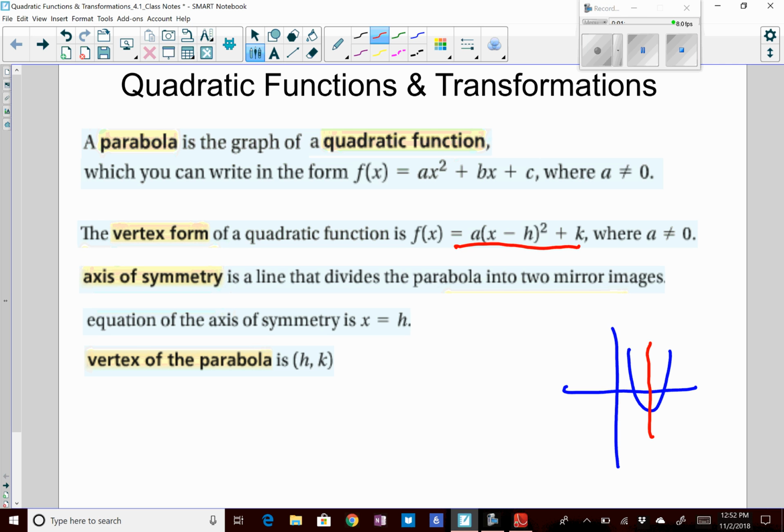And just like with absolute value, notice that the equation for the axis of symmetry is the same, x equals h, and also that the vertex is the same in a parabola, (h, k). So you should recognize some familiarity between the two types of functions, and as long as you understand the basic concepts, then transformations and picking out different parts of the equation shouldn't be too hard.